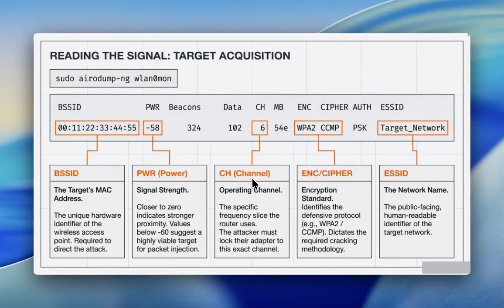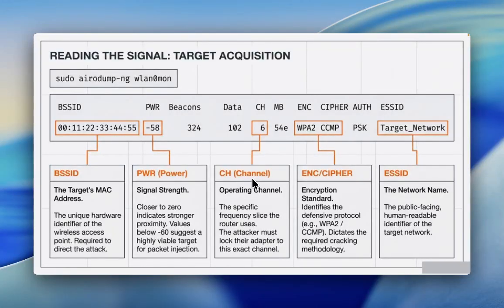Closer to zero indicates stronger proximity. Values below -60 suggest a highly viable target for packet injection. Operating channel: the specific frequency slice the router uses. The attacker must lock the adapter to this exact channel. Encryption standard identifies the defensive protocol. Example: WPA2-CCMP dictates the required cracking methodology.